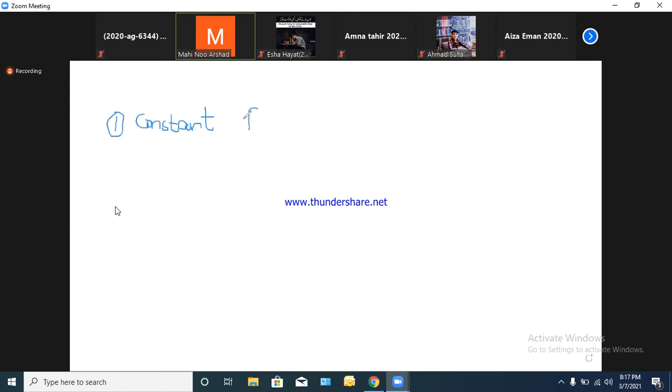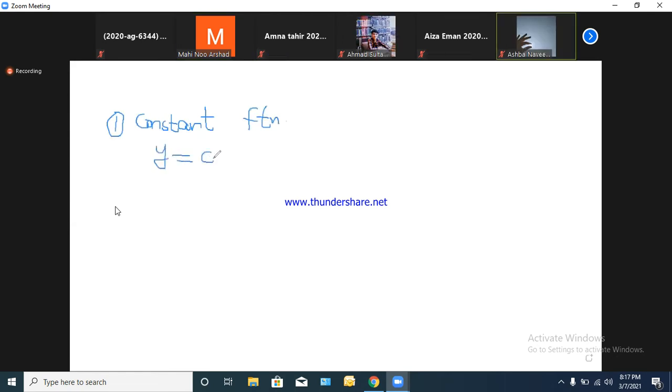Constant function. How can you find the derivative of a constant function? Firstly, if you have y equals c, where c is any constant, how can you take its derivative? You will take its derivative as dy by dx equals 0. The derivative of a constant is always equal to 0, because a rate of change in any constant is not possible. Why? Because a constant is an unchangeable quantity. A constant is a quantity which cannot be changed.